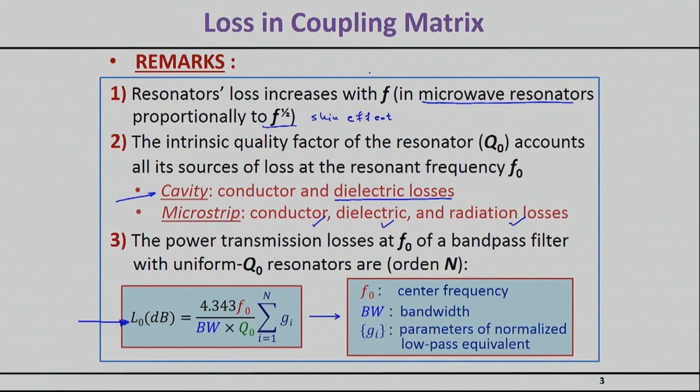And because of that, it's very, very useful. So for example, if you ask the question, okay, I'm having a Q unloaded of, let's say, 80, that's what I think I will get, and I have to build a filter, let's say at 2 gigahertz, and that filter needs to have a fractional bandwidth of 2%, what kind of insertion loss will I get?